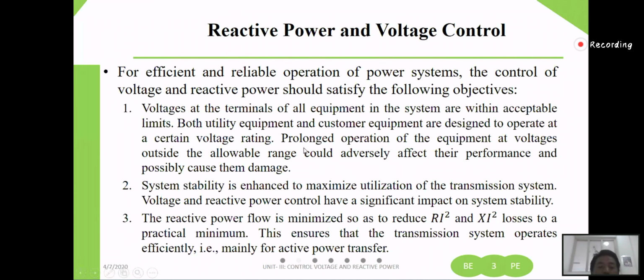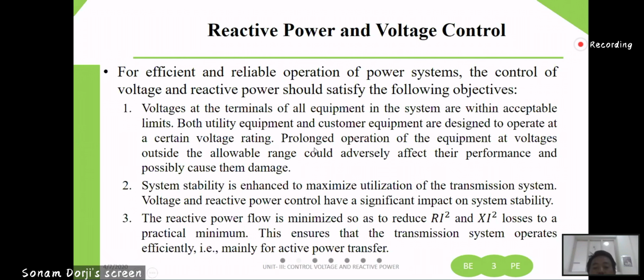And then even a mobile phone, a very small device including some electronic chips. You might have seen those voltages. But it has to be within the acceptable range. That is the first objective of efficient and reliable operation of the power system. So that's why we have to control the reactive power and voltage.